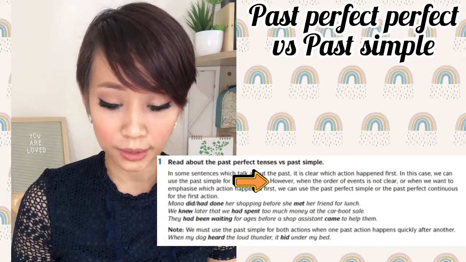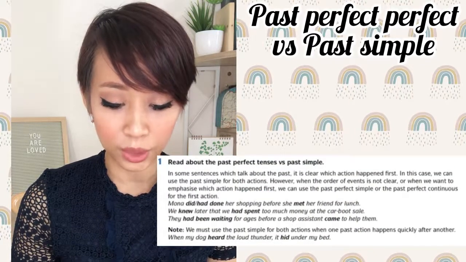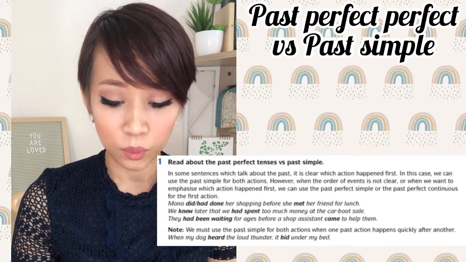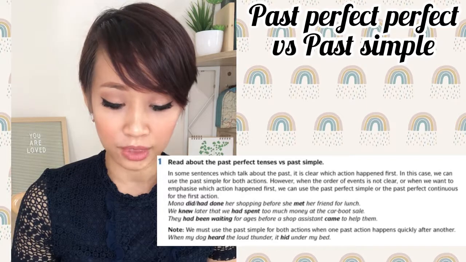However, when the order of events is not clear or when we want to emphasize which action happened first, we can use the past perfect simple or the past perfect continuous for the first action.